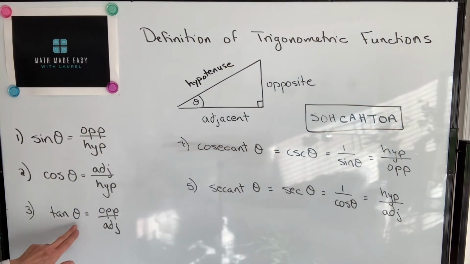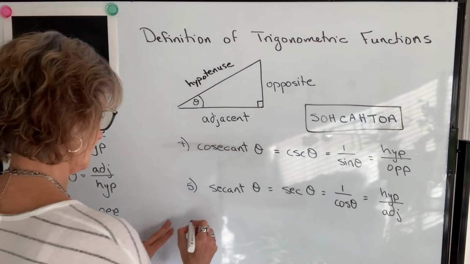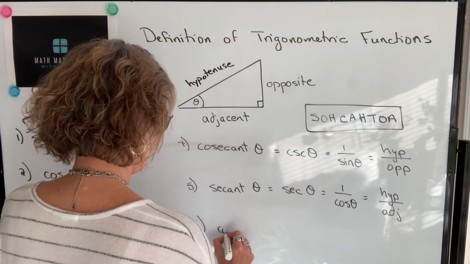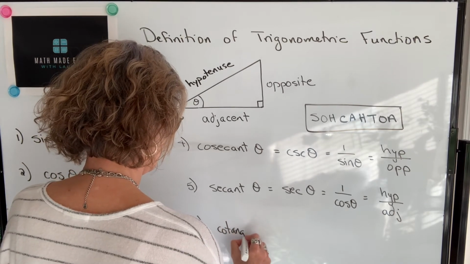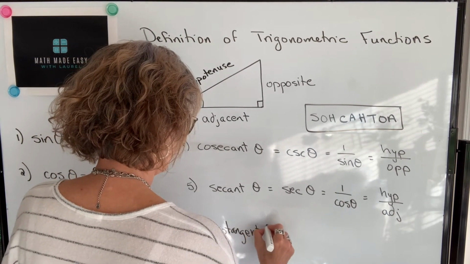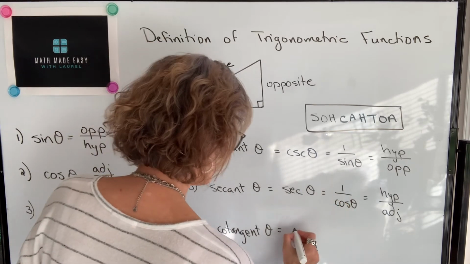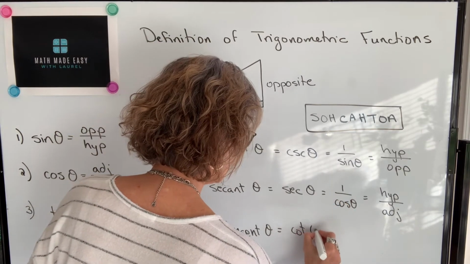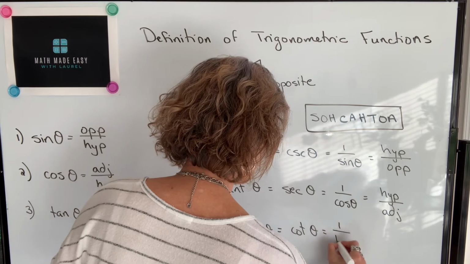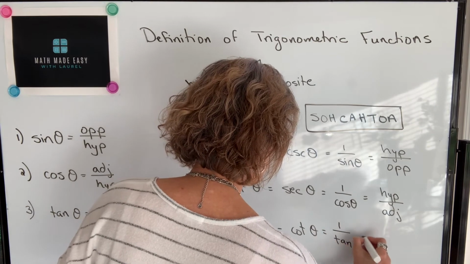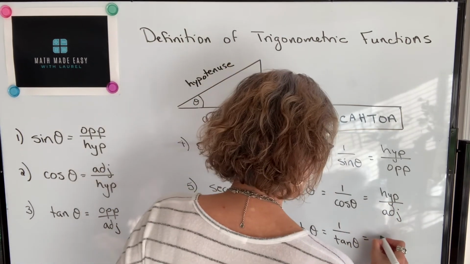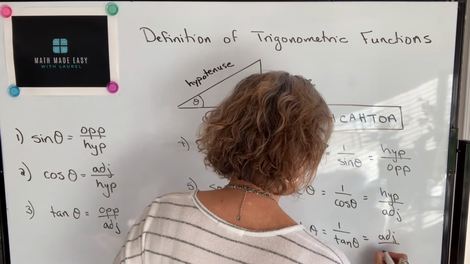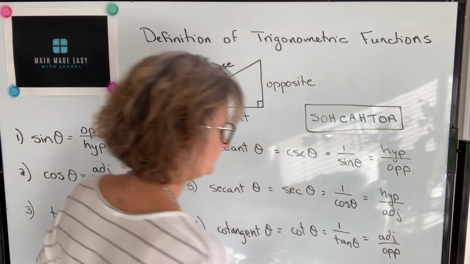And lastly, we have the reciprocal of tangent, which is called cotangent. And the abbreviation for cotangent is COT. It's the reciprocal of tangent. So it is the ratio of the adjacent side to the opposite side.